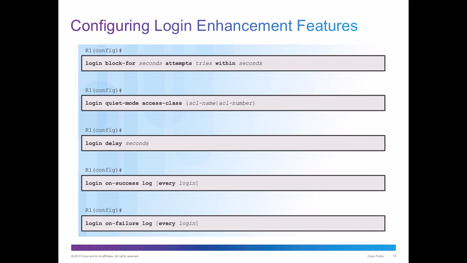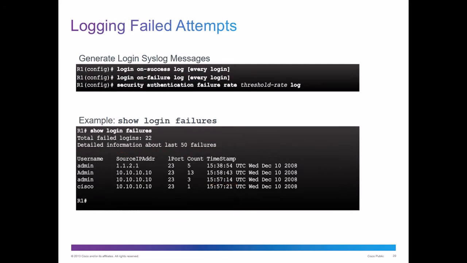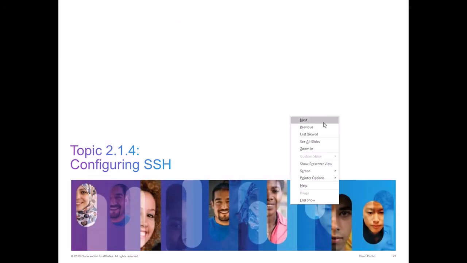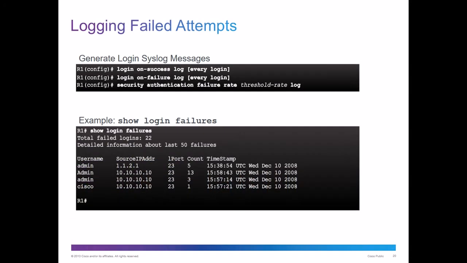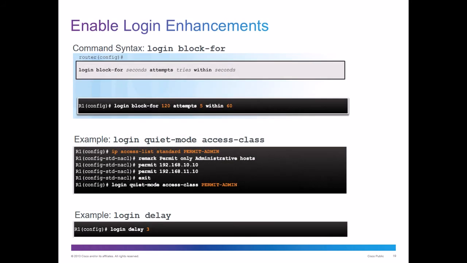Let's look at some login enhancement features. So let's talk about going back a little bit. Okay, here we go. So I want you to write these down too. I want you to write this command too. Login block-for 120 attempts 5 within 60.